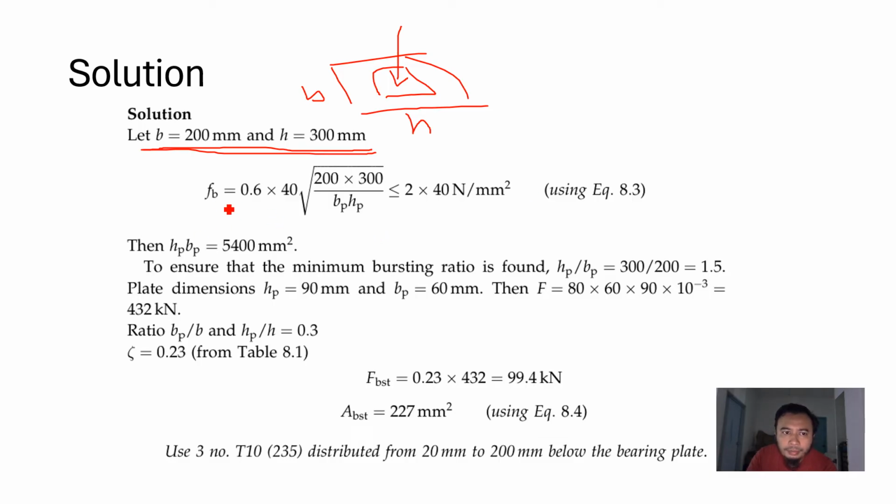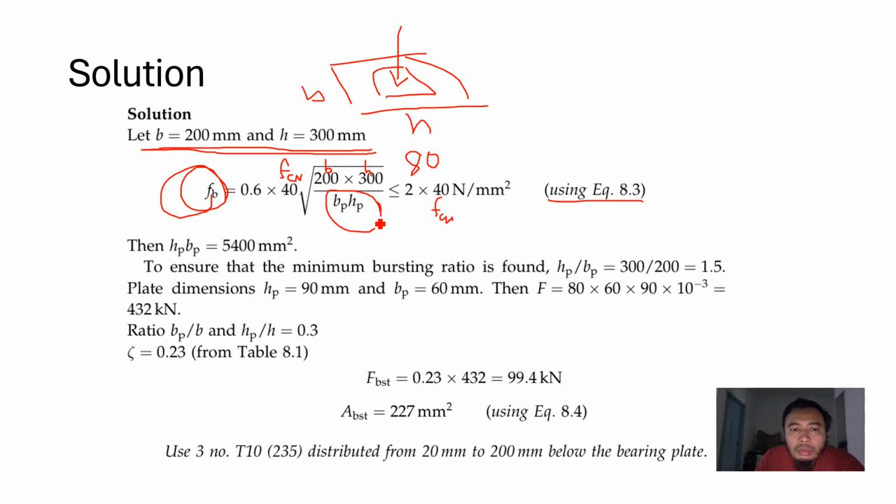To know the allowable bearing force, we need to use equation 8.3. This is your FCU basically. This is also your FCU. This is your B. This is your H. And you want to find the dimension of the plate, because it is not given in the question. So basically the maximum allowable bearing will be equal to or less than 2 times FCU, 2 times 40. So in this case, it should be less than or equal to 80.